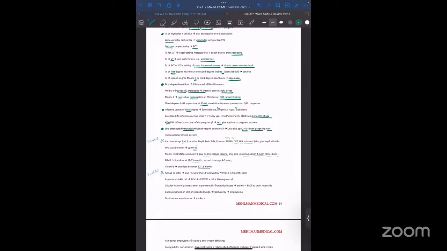More than or equal to 50 years, no prior dose of PCV15, 20 or 21, or unknown vaccine status. What do we do? We give one dose of PCV20 or PCV21, or one dose of PCV15 followed by a dose of PPSV23 one year later. So if we give 20 or 21, one dose is sufficient. If we give PCV15, then we need to follow it up one year later with a PPSV23.